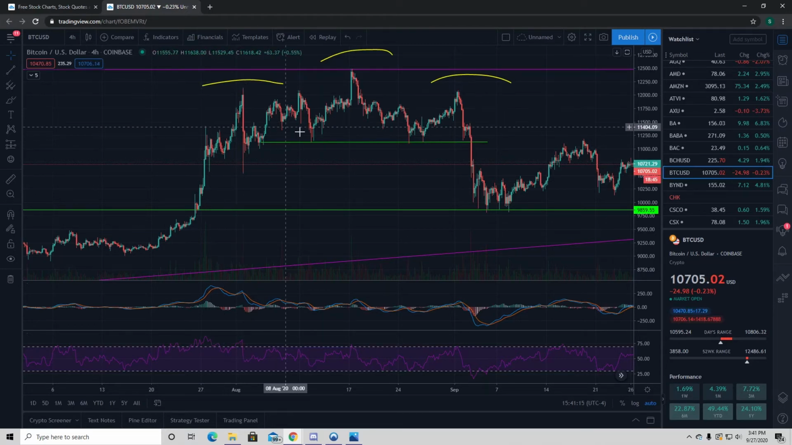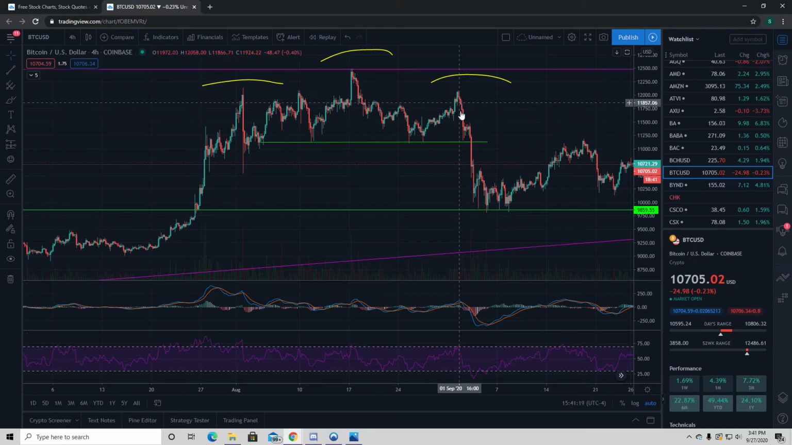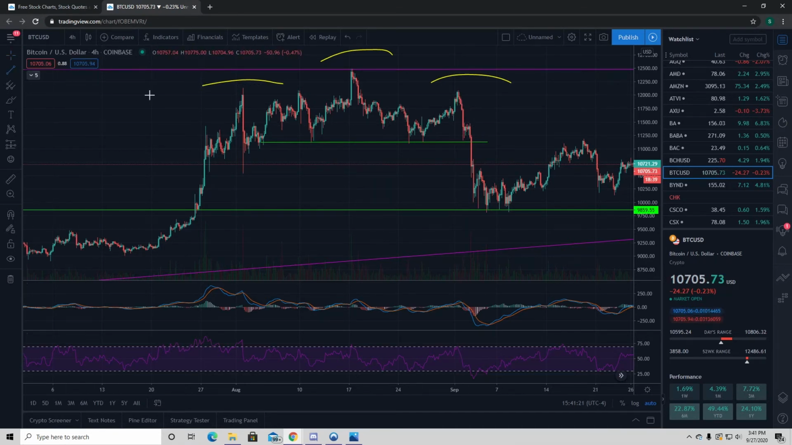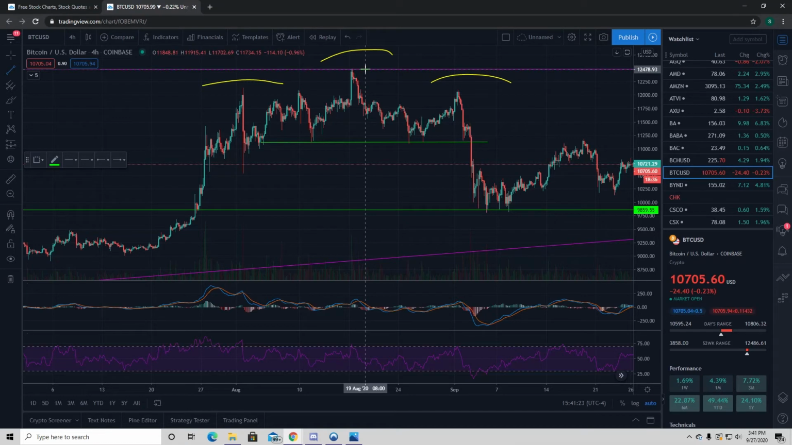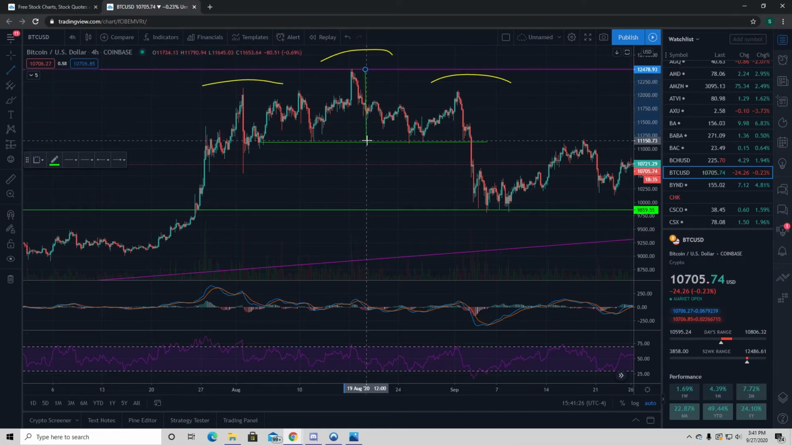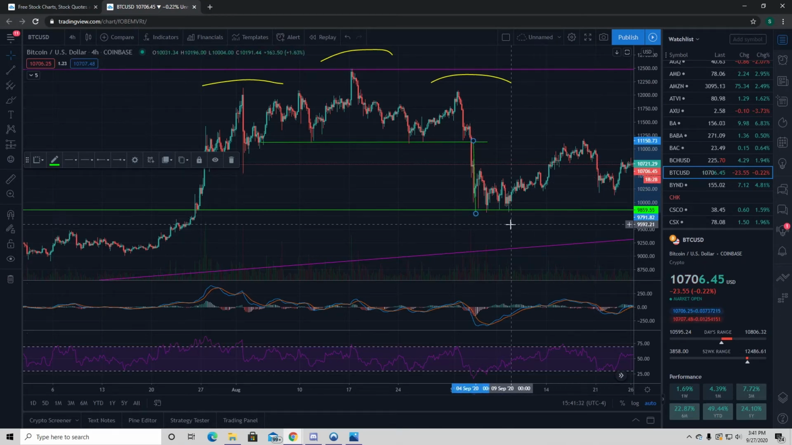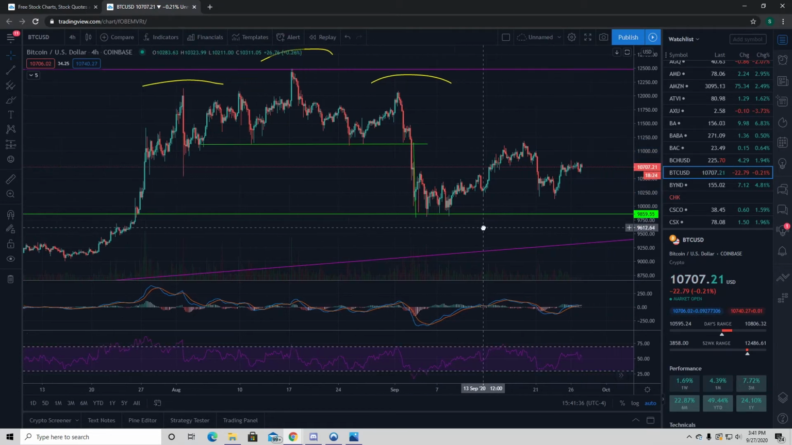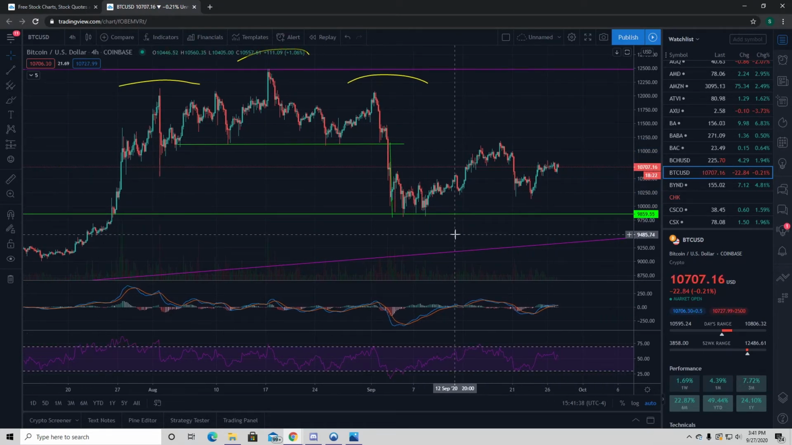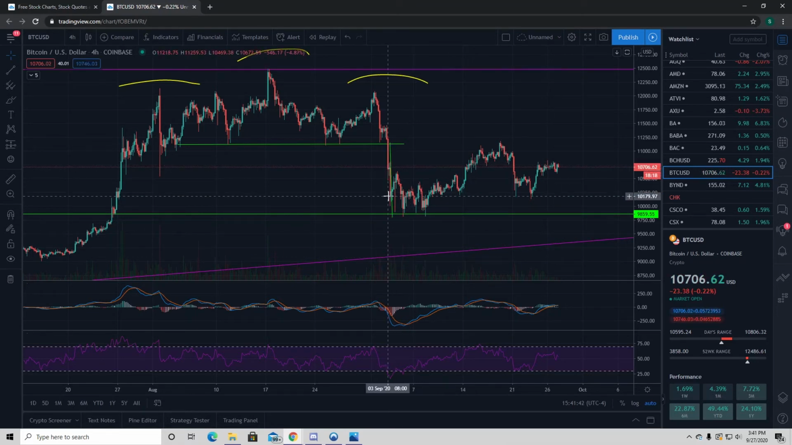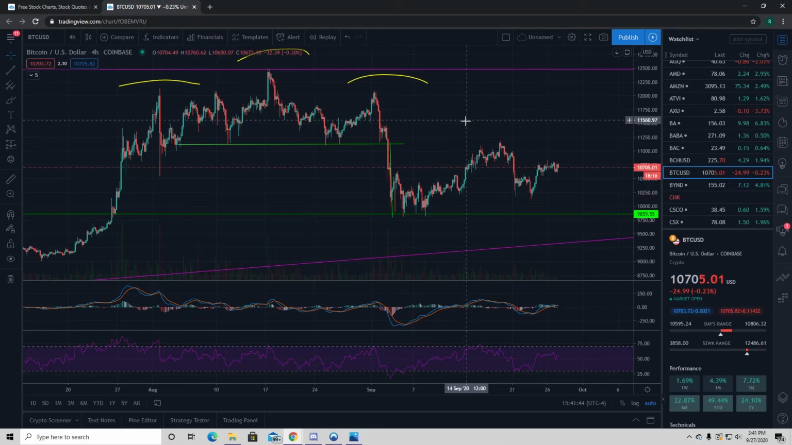You got your high, got your higher high, then you got your lower high. And if we go ahead and measure that out to the neckline down here, right there, so it wound up hitting it right in here. So again, that was a perfect play. It doesn't mean that it's going to be perfect every time. A lot of times it'll fall short, bounce back up.